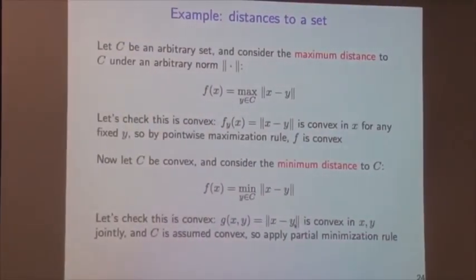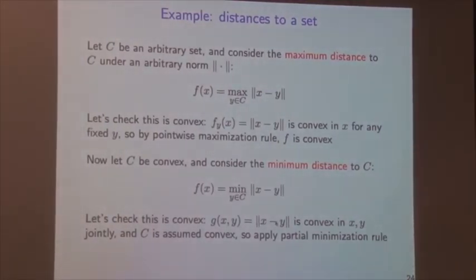Again, this is convex in x and y jointly. It's an affine function. If the set C is convex, I can minimize out over y.